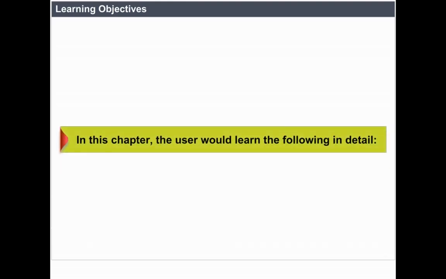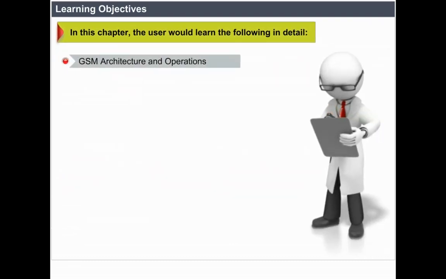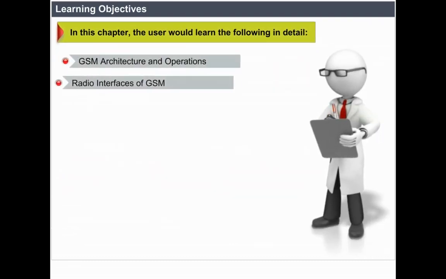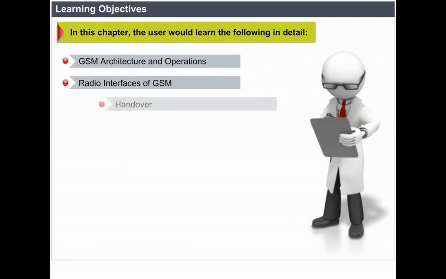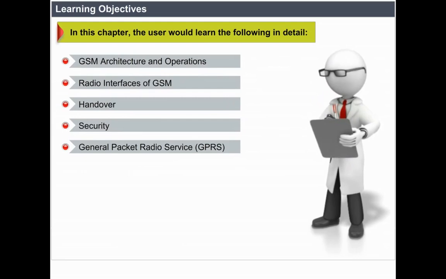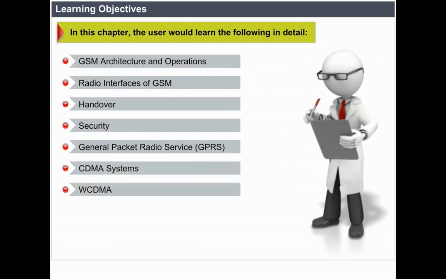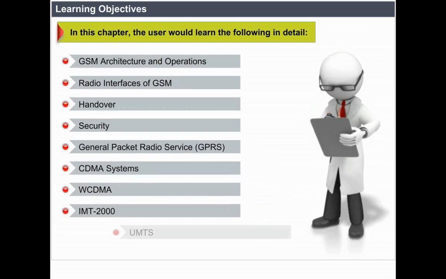Learning objectives. In this chapter, the user will learn the following in detail: GSM architecture and operations, radio interfaces of GSM, handover, security, general packet radio service, CDMA systems, WCDMA, IMT-2000, UMTS.